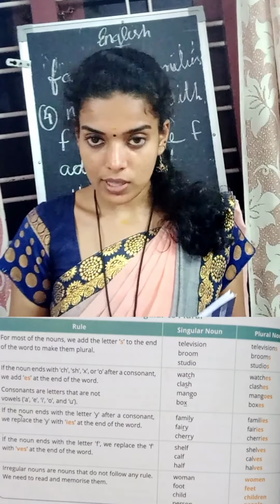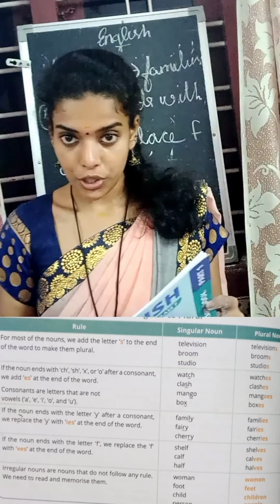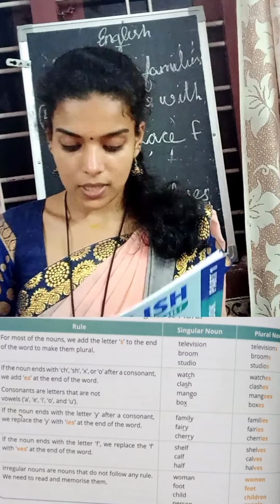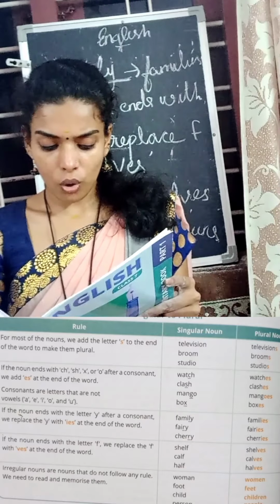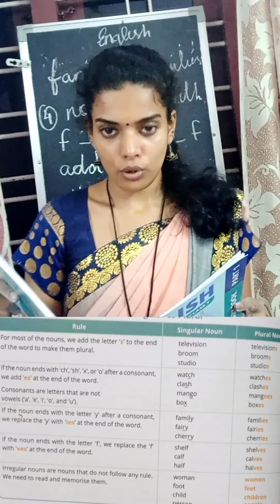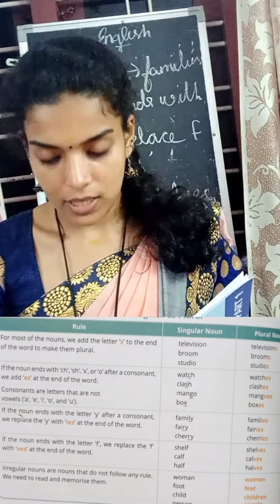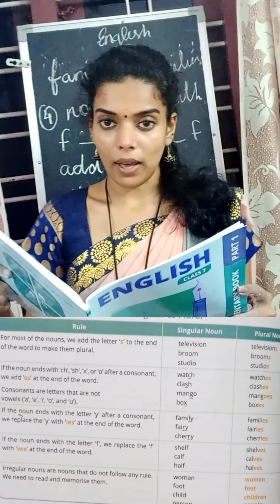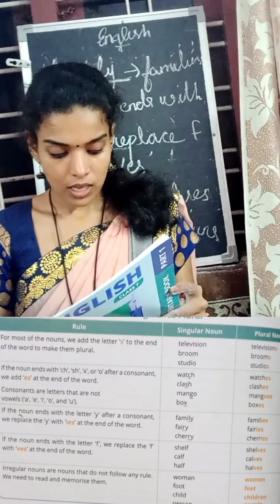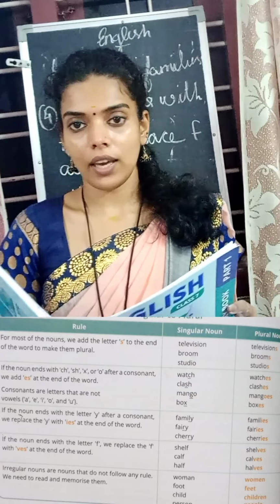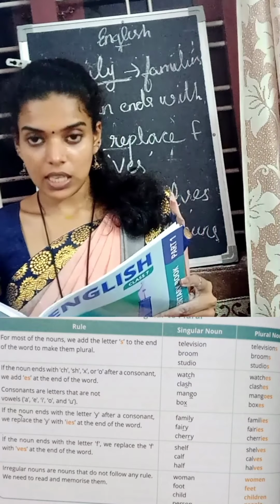So for most of the nouns, we add letter S to the end of the word to make them plural. Television, televisions. Broom, brooms. Studio, studios. If the noun ends with SH, CH, X or O after a consonant, we add ES at the end of the word. Consonants are letters that are not vowels. So watch, watches. Clash, clashes. Mango, mangoes. Box, boxes. If a noun ends with a letter Y after a consonant, we replace the Y with IES at the end of the word. Family, families. Fairy, fairies. Cherry, cherries.